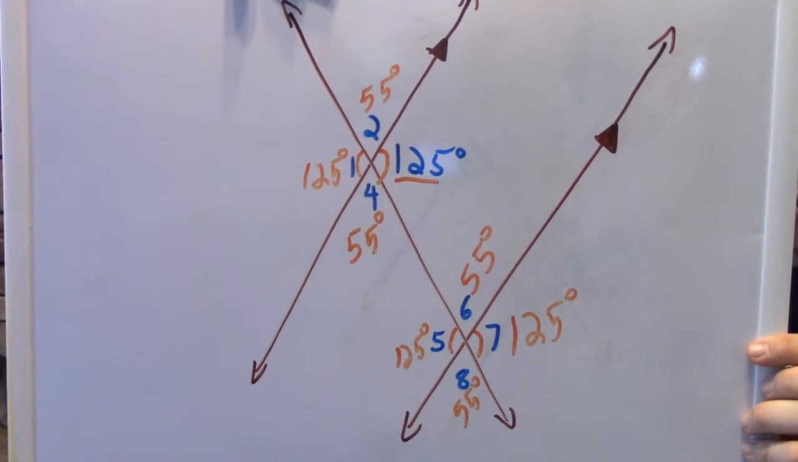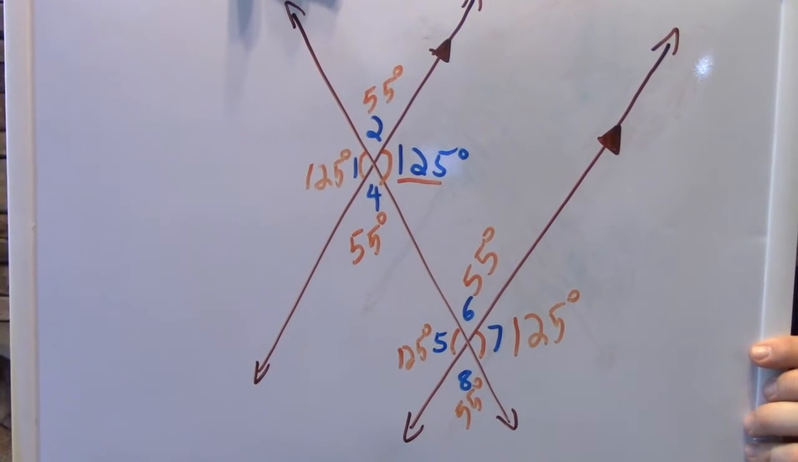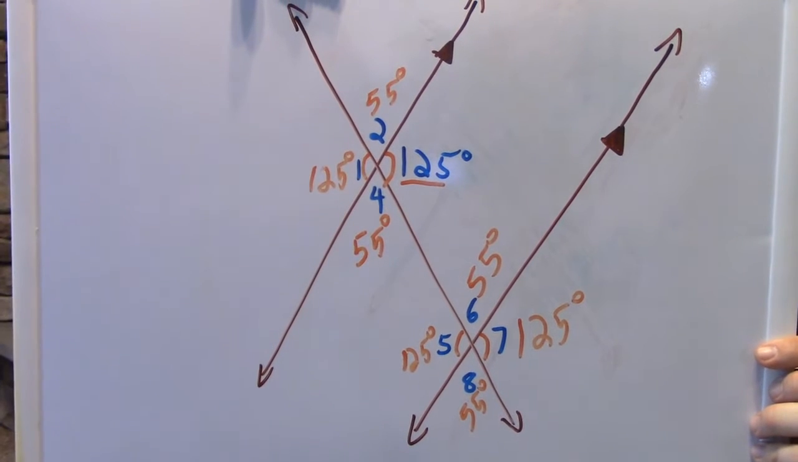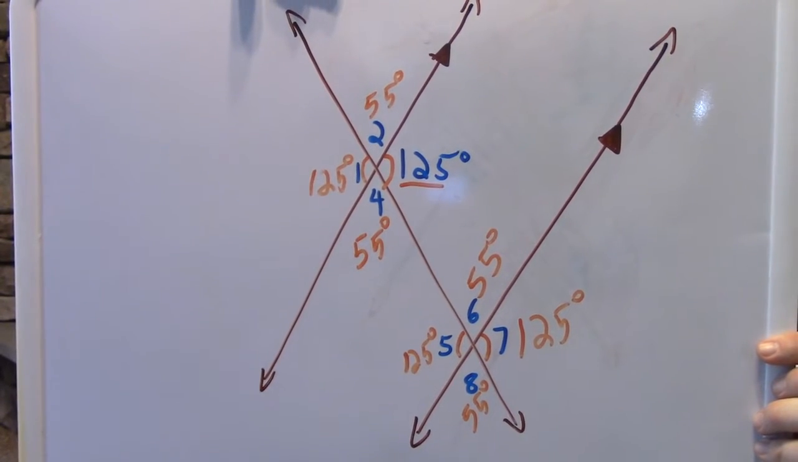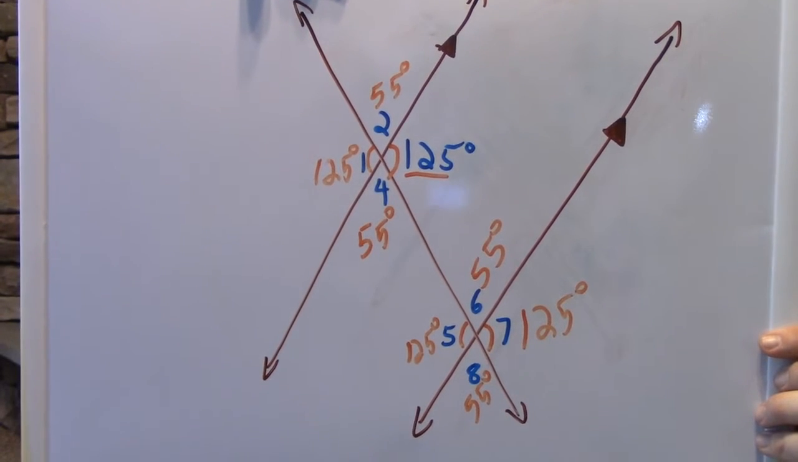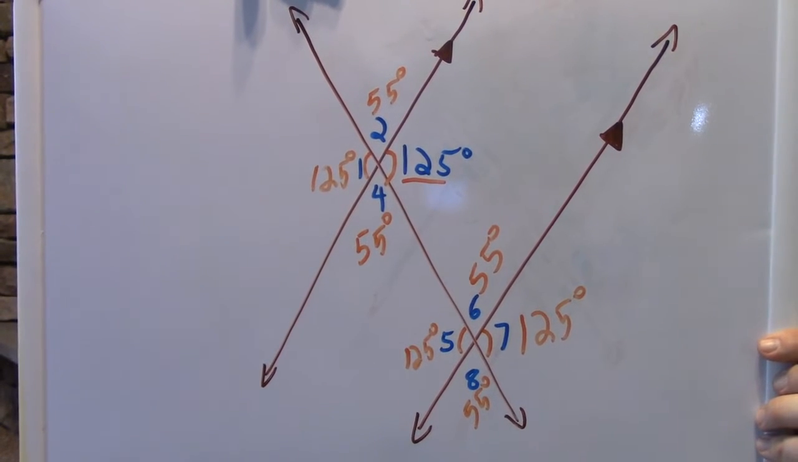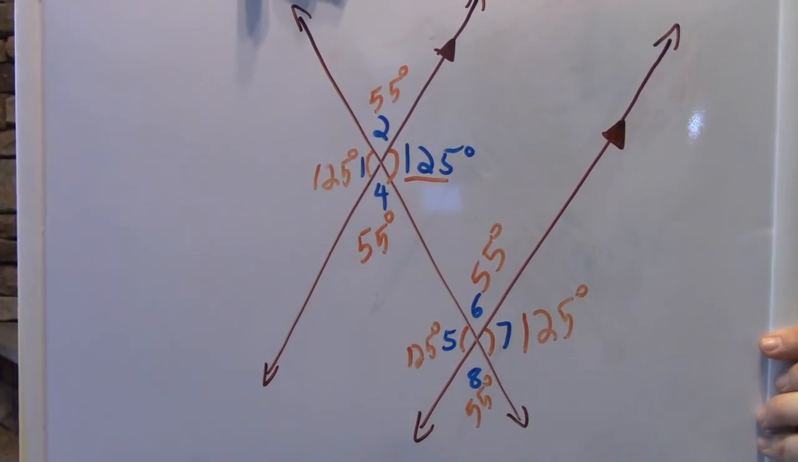Notice when you have just two parallel lines cut by one transversal, you literally only have two different angle measures. Four of them in this example are 125 degrees, and the other four are 55 degrees. Now let's take a look at example 2.